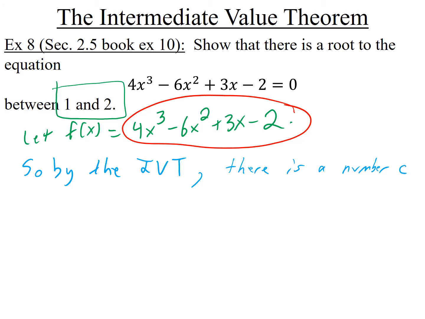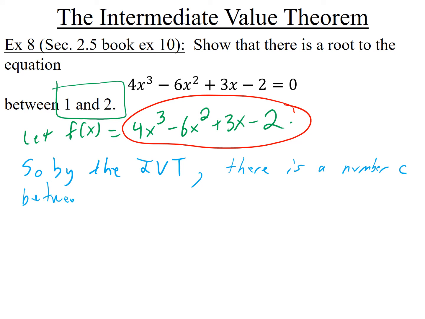Where is that number? It was between a and b. Some students accidentally get that confused with f of a and f of b. It's between a and b. You have to keep straight what are inputs, what are outputs. So there's a number c between which numbers?